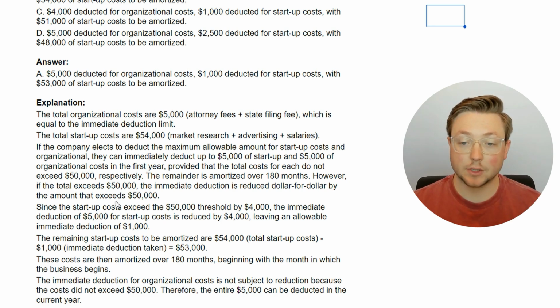Okay, the remainder is amortized over 180 months. However, if the total exceeds $50,000, the immediate deduction is reduced dollar for dollar by the amount that exceeds $50,000. Okay, so let's read a little bit more into this before we talk about it.